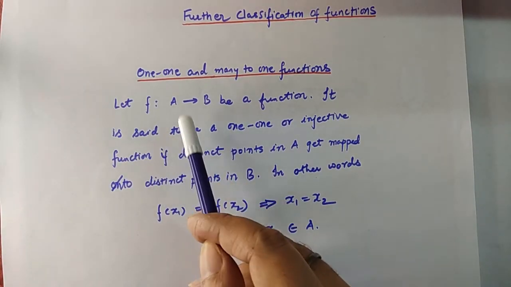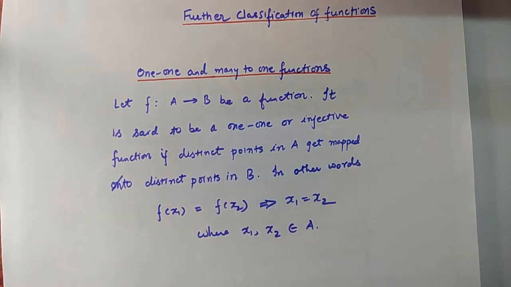Let f be a function from A to B. It is said to be a 1-1 or injective function if distinct points in the domain A map onto distinct points in the codomain B. In other words, if f of x1 is equal to f of x2, then this must imply that x1 is equal to x2 if f happens to be a 1-1 function. A 1-1 function is also called an injective function.